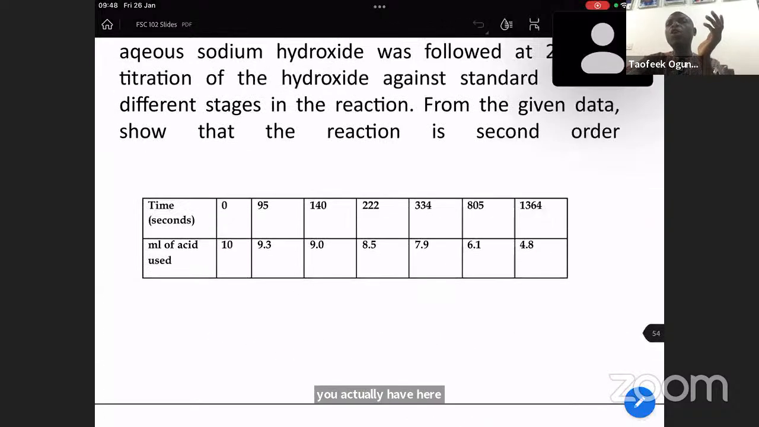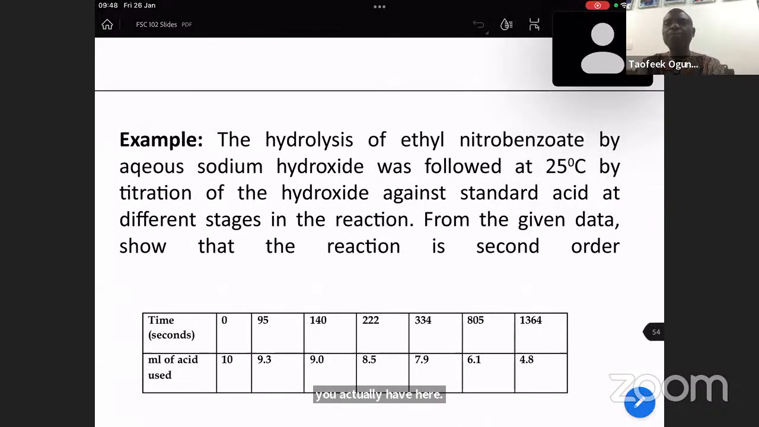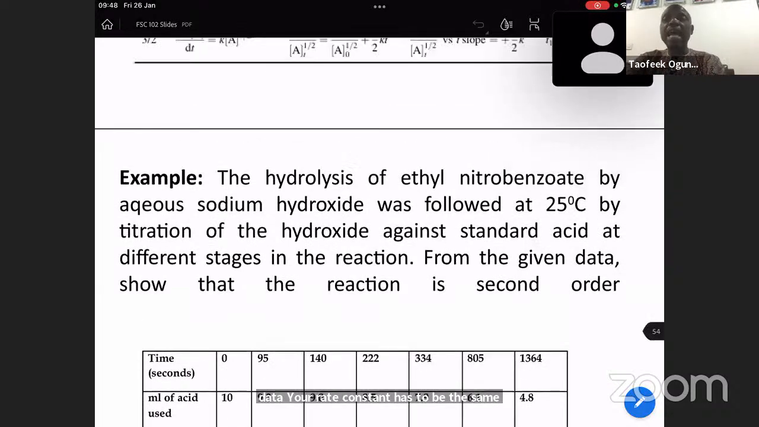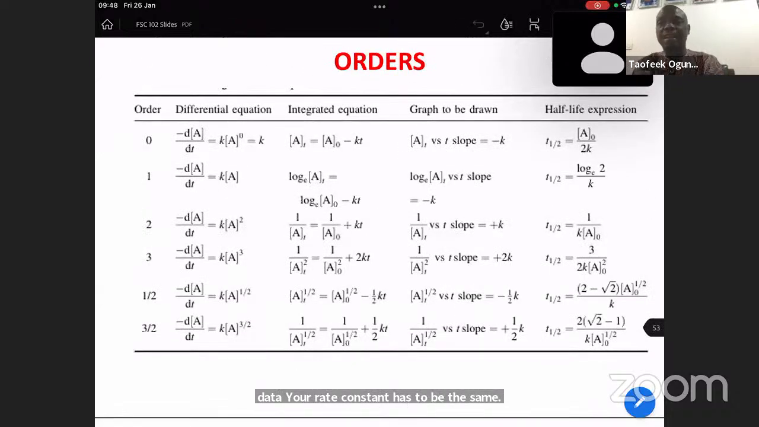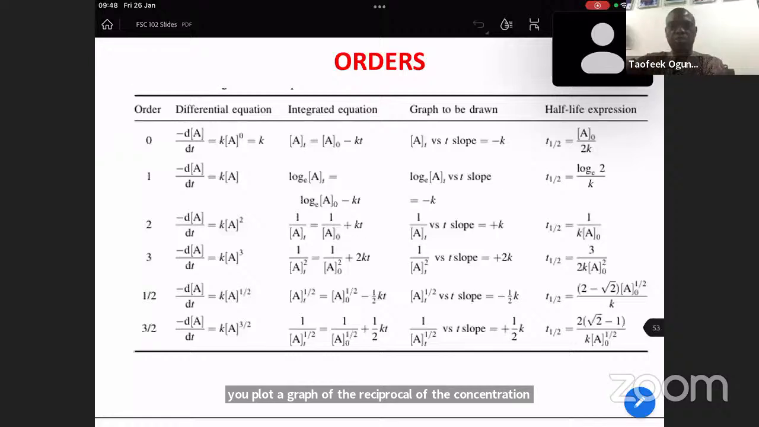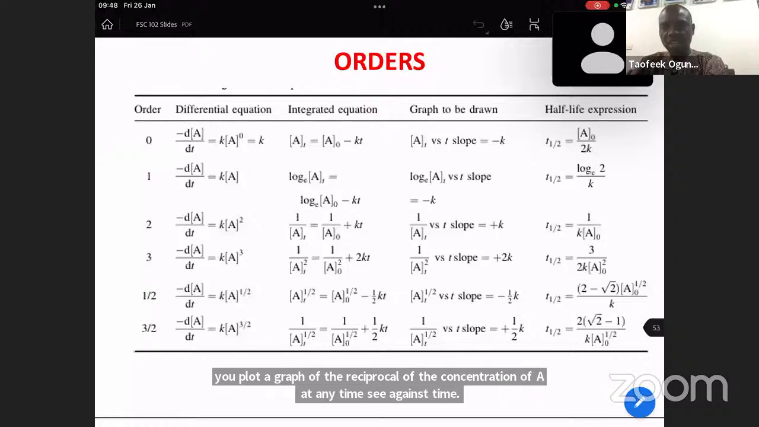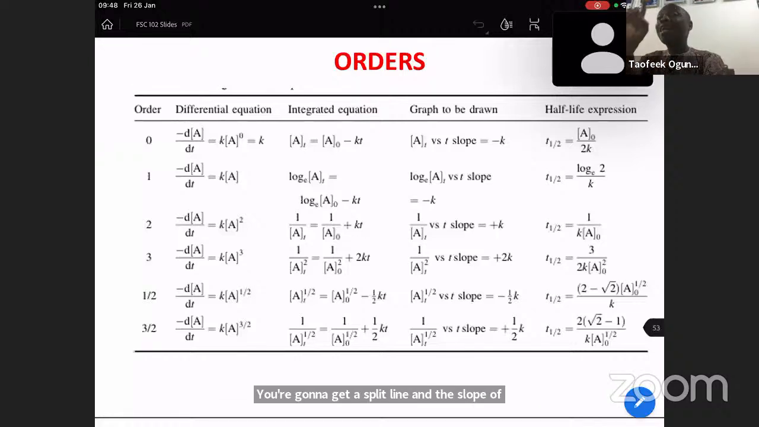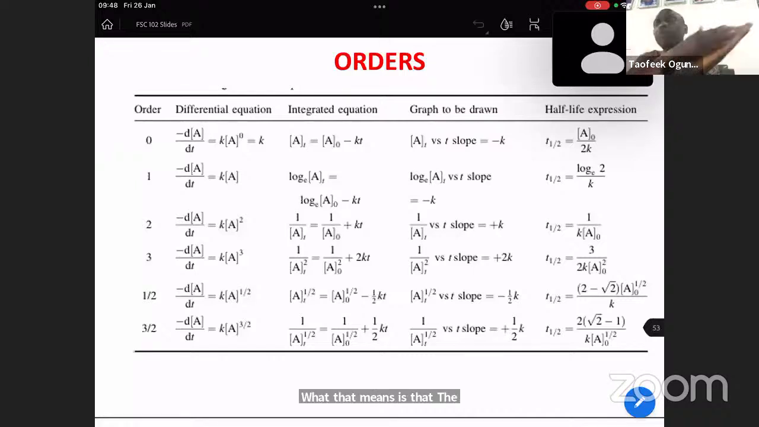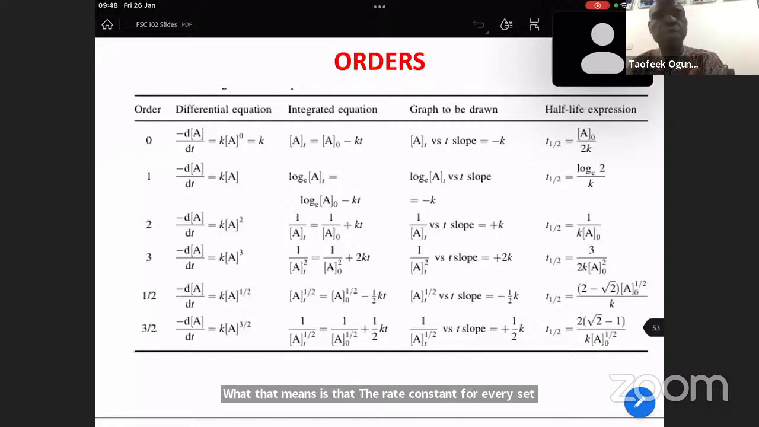So the whole idea here is that for every set of this data, your rate constant has to be the same. If you plot a graph of the reciprocal of the concentration of A at any time t against time, you're going to get a straight line, and the slope of that straight line is going to be your rate constant. What that means is that the rate constant for every set of data on that table is the same.